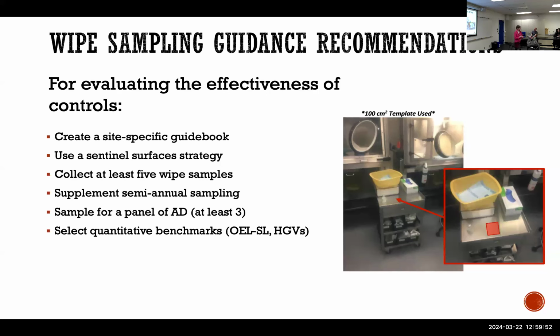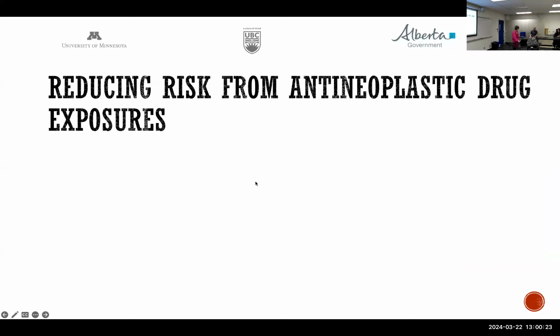We recommend using the sentinel surface strategy. As you can see, that gave us the greatest power when we collected 5 samples, and then supplement the semi-annual sampling. For example, if some kind of event occurs, like a spill, then you may want to supplement that semi-annual sampling. Use that panel approach where 3 or more drugs, and then preferentially using quantitative benchmarks, which we'll talk more about in just a little bit. Okay, so I'll hand it back off to you.